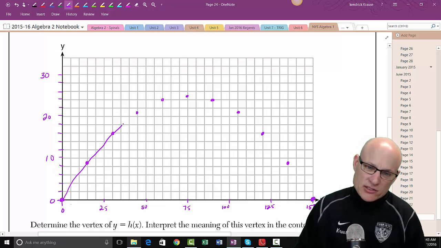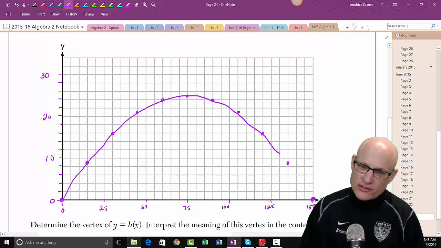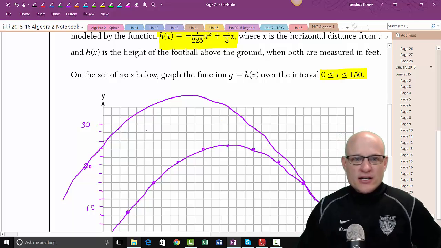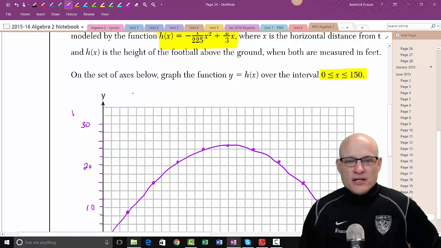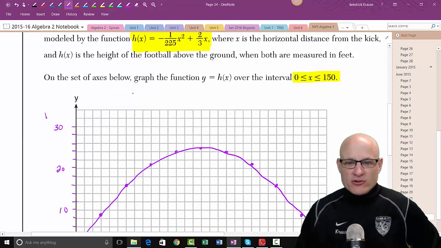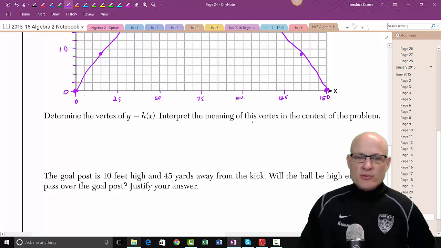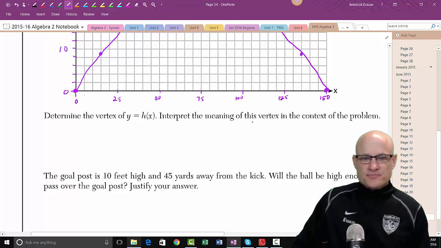So there's my football. Kind of looks like the graph I created over there on my graphing calculator. Coming to the right for some reason is much more difficult. I don't know why. So it didn't say we had to algebraically find the vertex, but this vertex is in fact 75, 25. So the question says, determine the vertex.